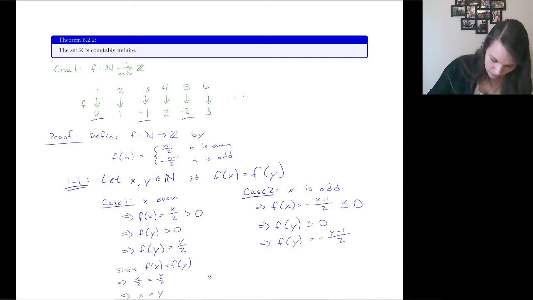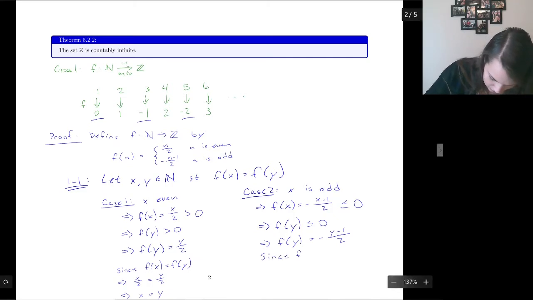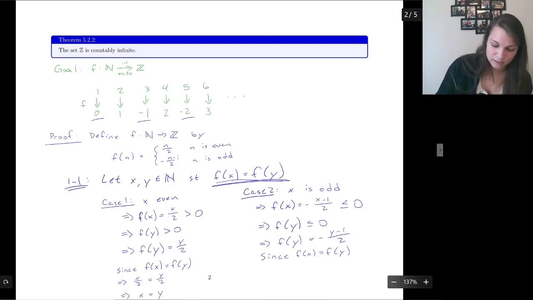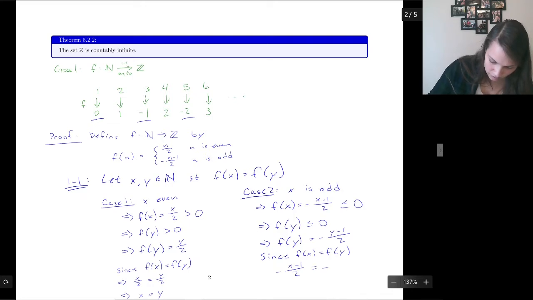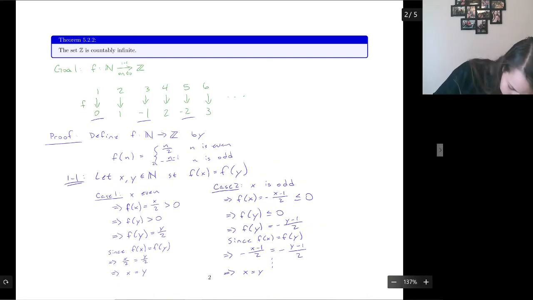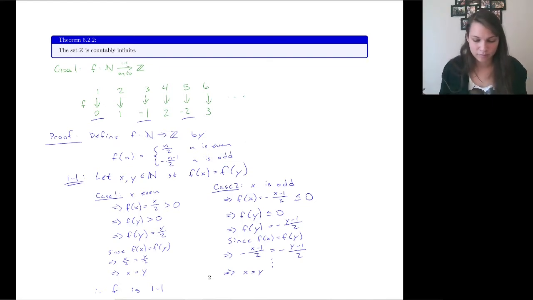Okay. So then we'll write the same thing, since f of x is equal to f of y. How do we know that? Again, because that was the first line of our one-to-one proof. So we're going to get negative x minus 1 over 2 and negative y minus 1 over 2 are going to be equal. Do some algebra in there, fill in the blanks. x equals y. We get to say that f is going to be one-to-one. There we go. Okay. Now we've got to do onto.